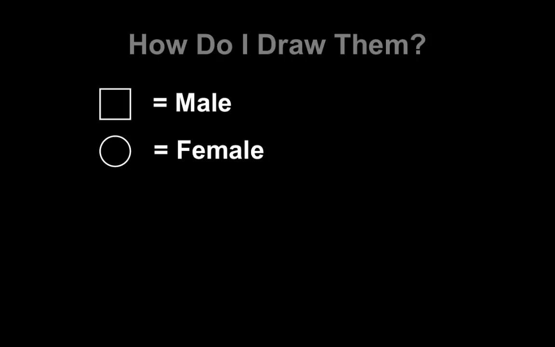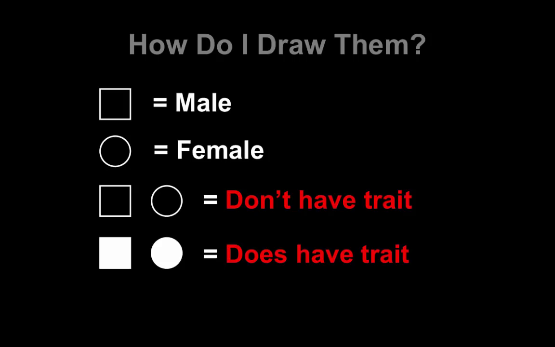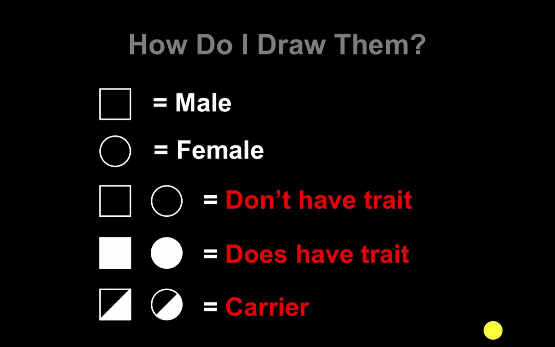So how do we read this and draw this? A square is a male. A circle is a female. If it's not colored in, that means they don't have the trait that we're looking at. We can only really look at one trait at a time. If it's colored in, that means they do have the trait. And if it's half and half, they are a carrier or they're heterozygous.